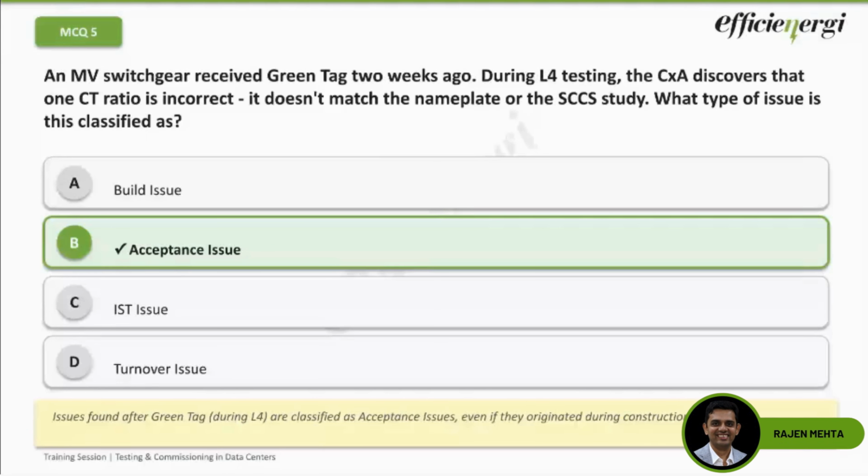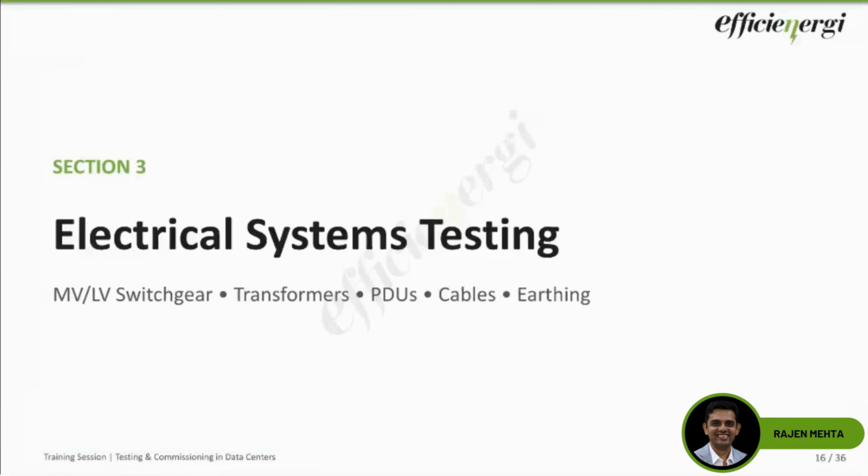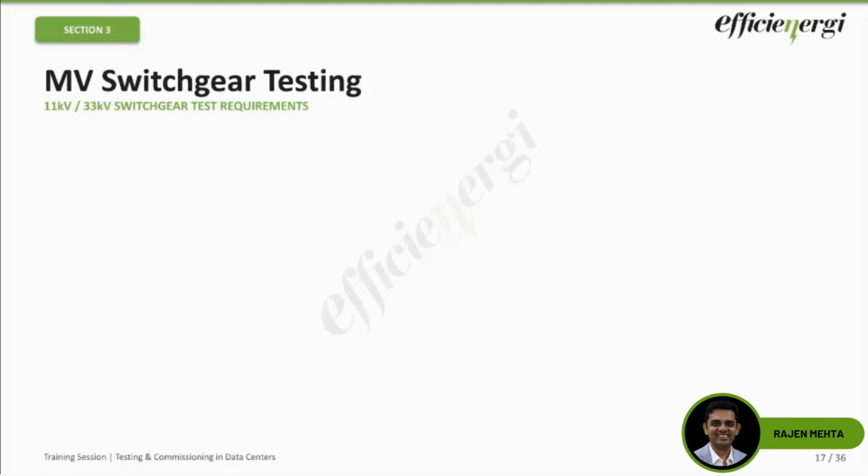So we'll go to the next section now, electrical systems testing. For major systems only, I am elaborating over here, not going into each and every small system because we still have to cover quite a lot of topics overall. So let's go into the major MV switchgear testing as the first item.